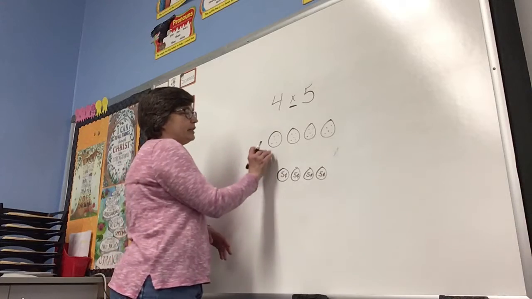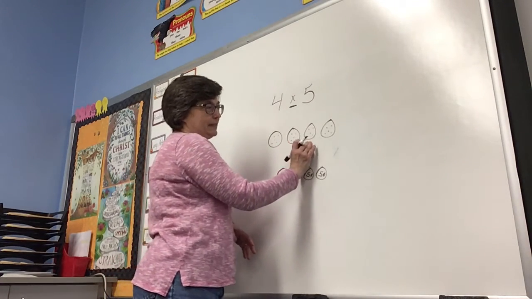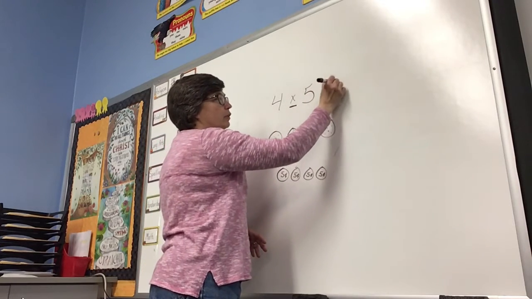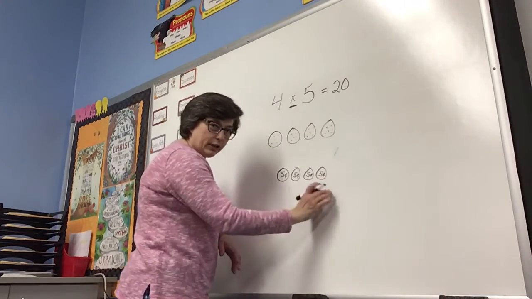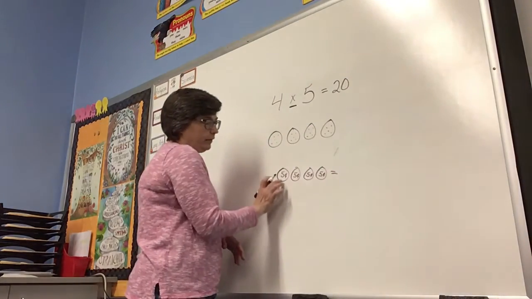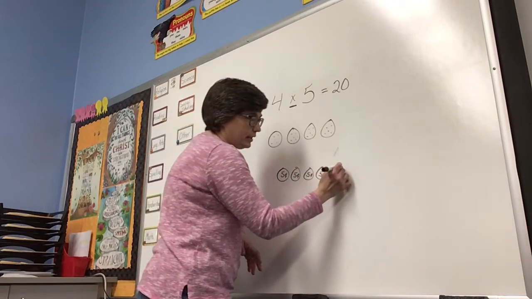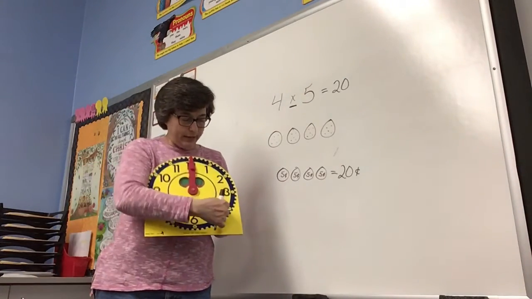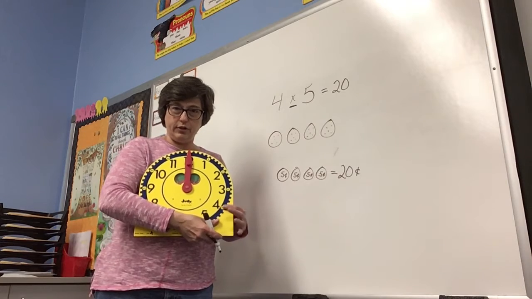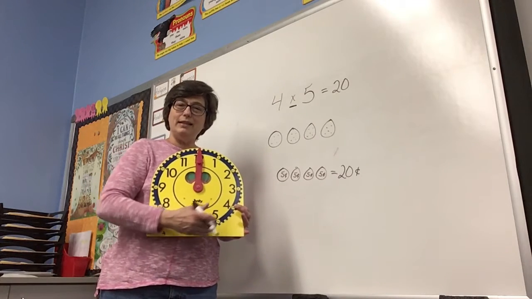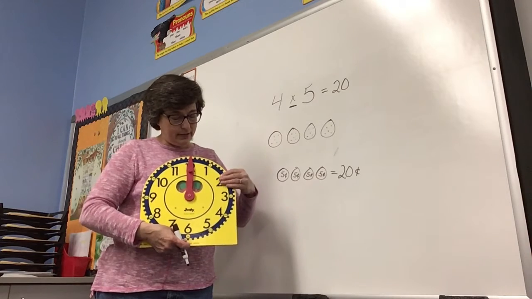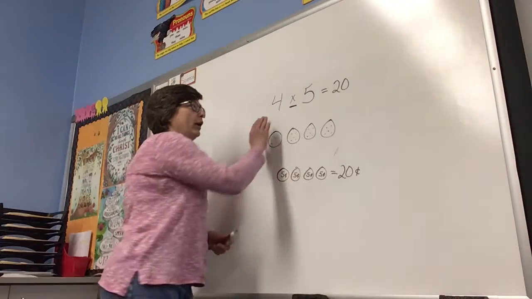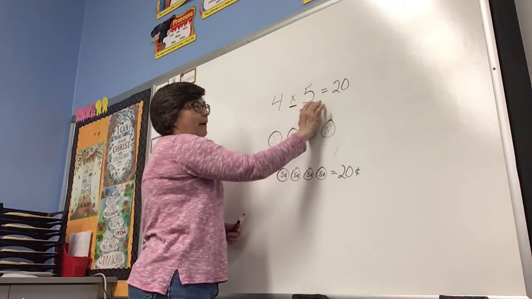But we'd count by 5. So we'd say 5, 10, 15, 20. So 4 groups of 5 equals 20. If we had 4 nickels, what would that equal? 5, 10, 15, 20. That would equal 20 cents. If we're counting to the 4 on the clock and trying to figure out how many minutes, we would count by 5s. 5, 10, 15, 20. Okay, so pretty easy that way. So it means however many groups with 5 in each group.